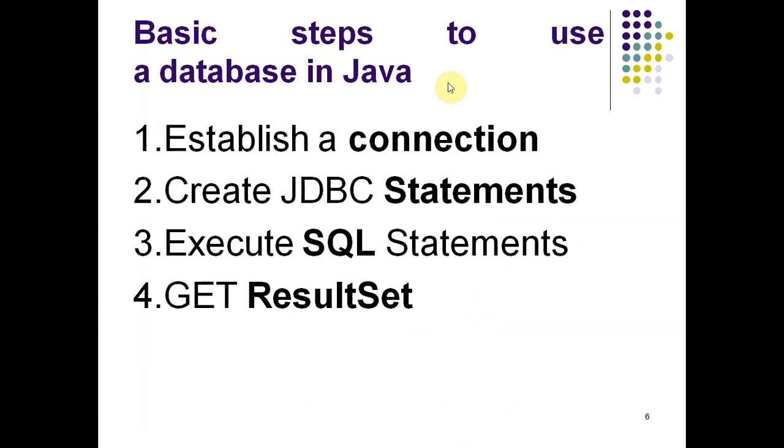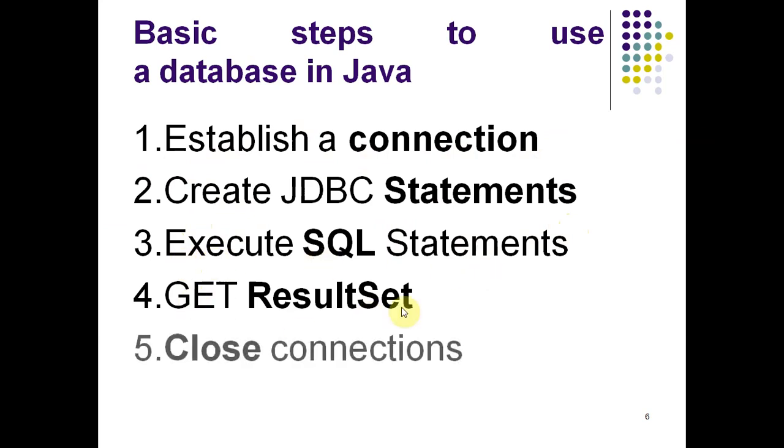The basic steps to use the database in Java: first of all, we establish the connection. Second, we require a JDBC statement. Then we execute the SQL statement. Then we get the result, and finally close the connection. These are the common 5 steps for each database connectivity: connection, JDBC statement, execution of the SQL statement, getting the result, and at the end closing the connection.